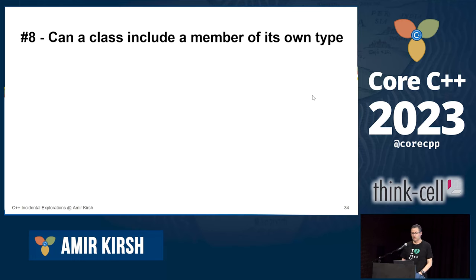Let's take, can a class include a member of its own type? What do you say, by the way? Can in C++ a class include a member of its own type? Oh, you say a pointer. But the question was a member of its own type.